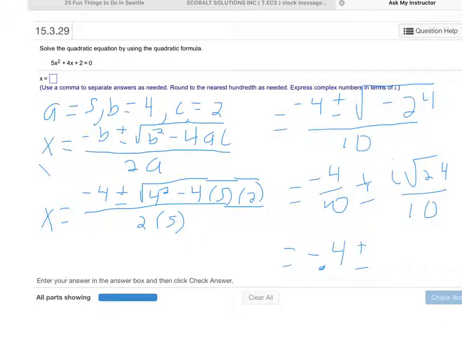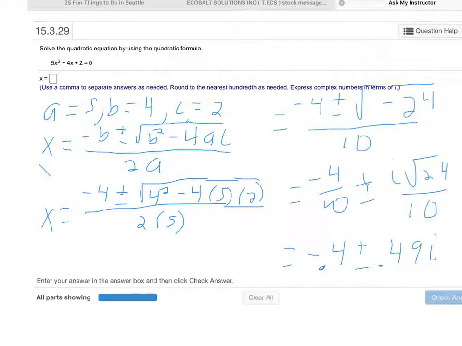Now I put in the square root of 24. I've got my calculator here. If I can get it to work, take the square root of 24, which is a little less than 5, and I divide that by 10. Let's see, I get 0.49. They want you to attach an i to that.